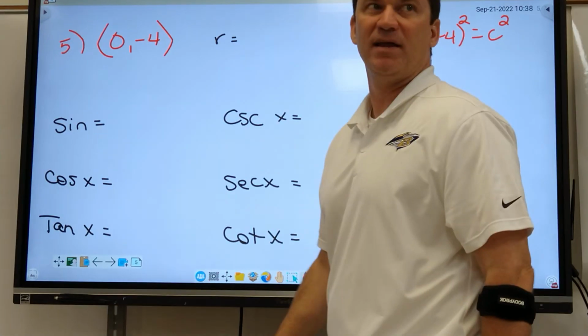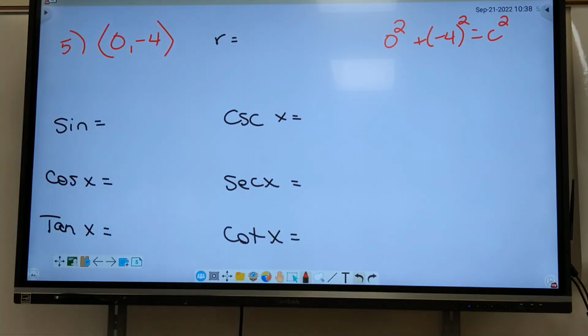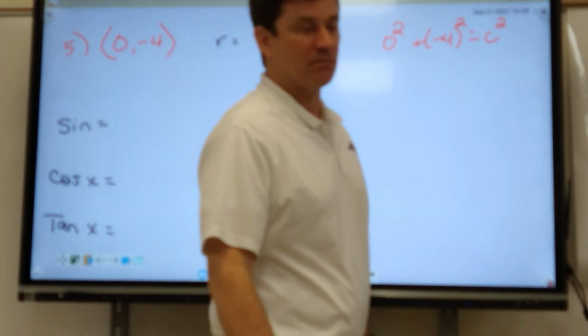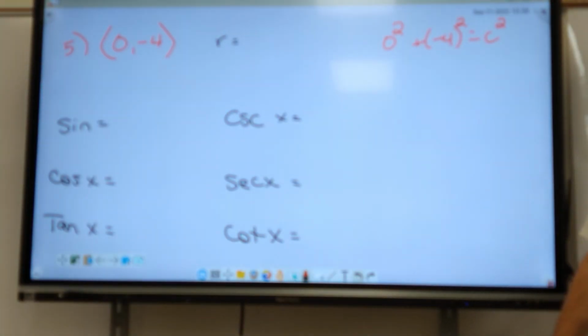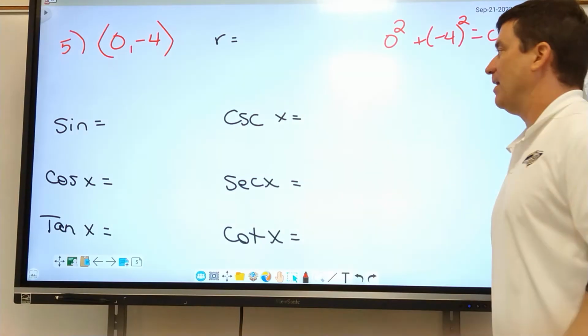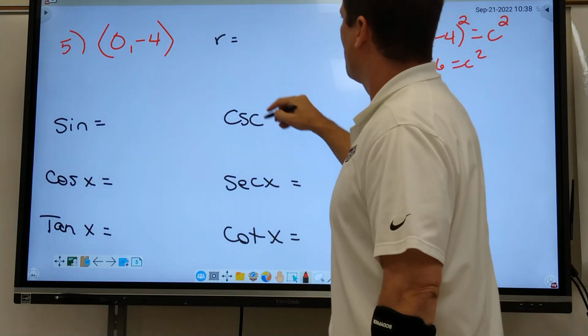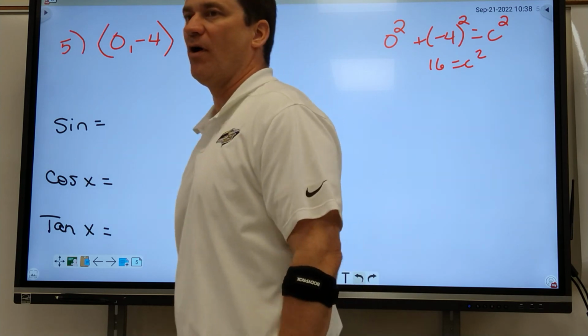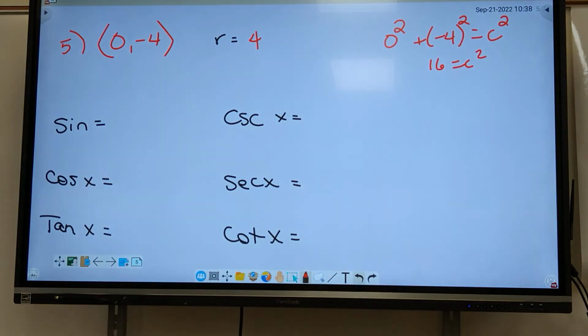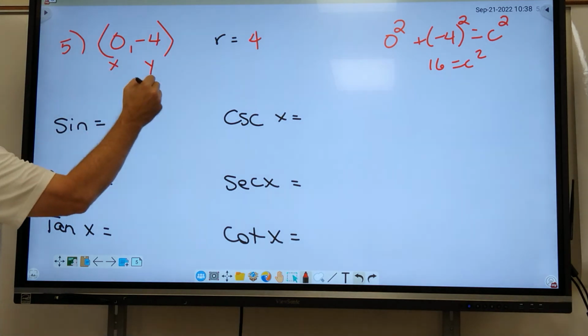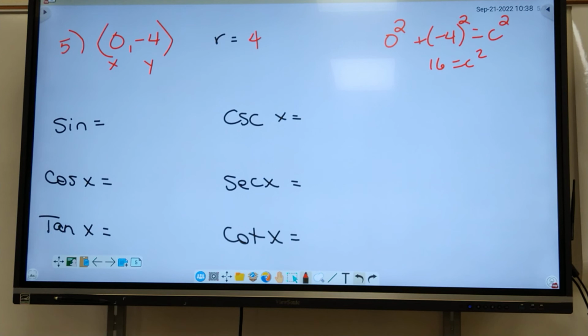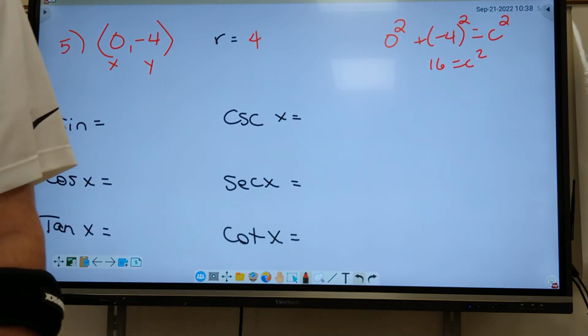Y'all type that in. Let's see what you get. 16. Casey, question? Chance is good. So 16 equals c squared. Take the square root. So r is 4. All right, this is going to give us some different looking answers because of the 0. So now you guys start. There's your x, there's your y, there's your r. Y'all start on your answers. Let's see if y'all can get it.